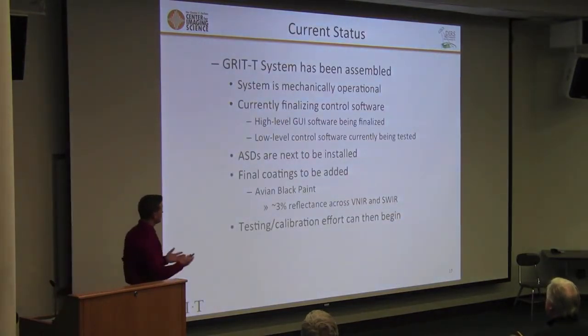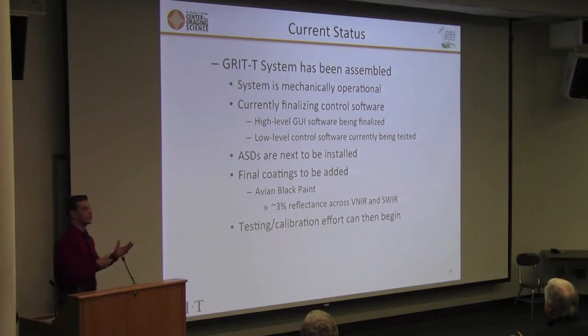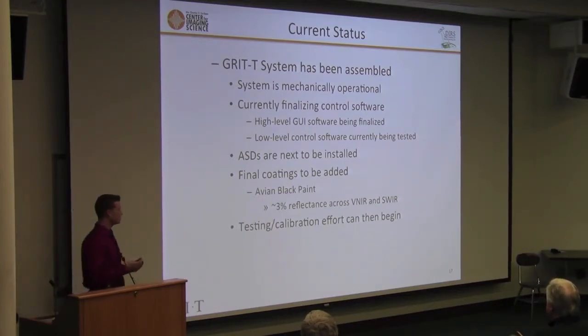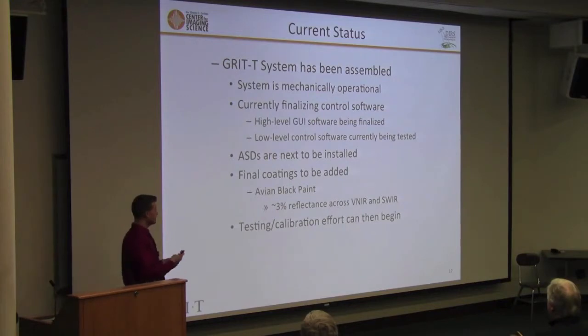The system has been assembled now, so it's sitting upstairs on the 3rd floor. It's mechanically operational. We can do all of the motions that I've talked to you about here that allow us to have these great features like target tracking and digital elevation model. What we're working on now is finalizing the control software for the device. The high-level GUI that the user will actually use is going to control the ASD sensors and the goniometer itself, and that's being finalized right now. Our low-level control software that actually does all the motions and calculations is already finalized and is currently being tested.